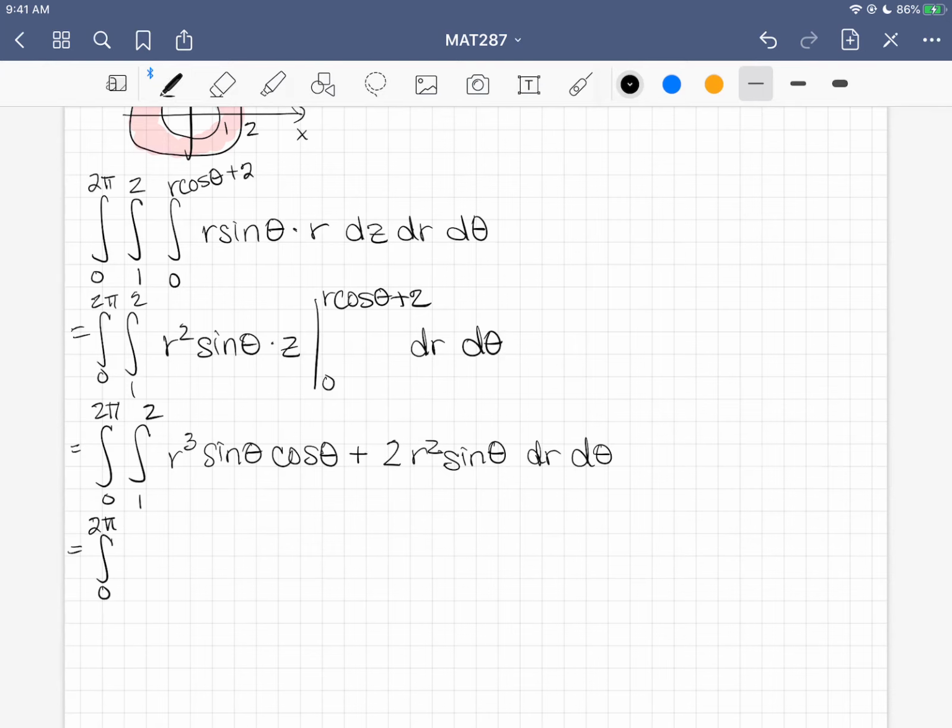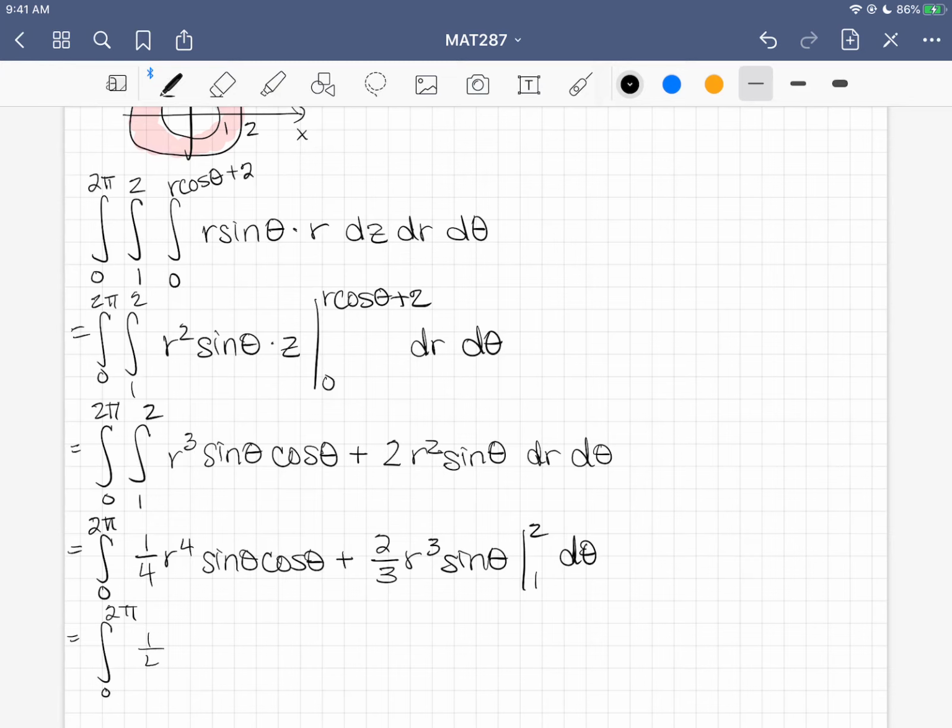Okay, so I want to integrate with respect to r. I get 1/4 r to the 4th sine theta cosine theta plus 2/3 r cubed sine theta, evaluated from 1 to 2 d theta. Integral from 0 to 2 pi. Let's clean this up a little bit.